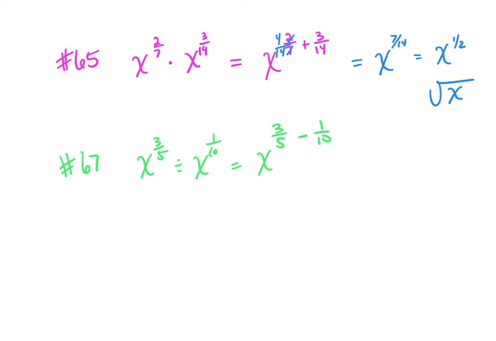Again, same rule applies here. I have to have common denominators, which is going to be 10. So this 3/5 becomes 6/10. 6/10 minus 1/10 is 5/10, and it is the same exact answer, x to the 1/2 or square root of x.